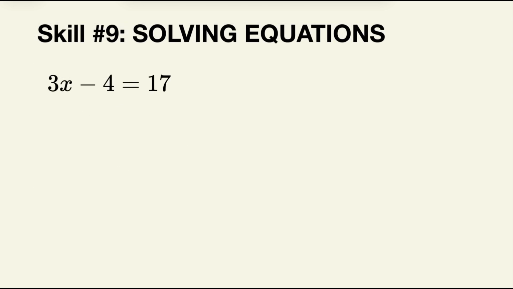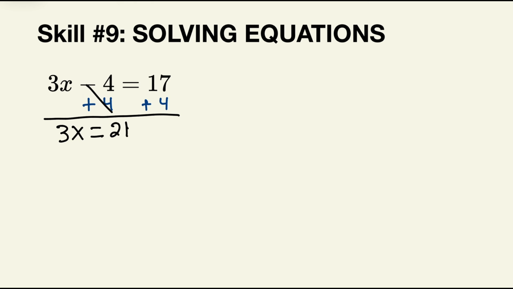We have 3x minus 4 equals 17. Go ahead and pause the video and try to solve this on your own. So we need to undo subtraction by adding 4 to both sides. So let's go ahead and add 4 on the left and on the right. And of course, we see here that the minus 4 plus 4 cancel out. We are left with 3x on the left equals 17 plus 4 is 21.